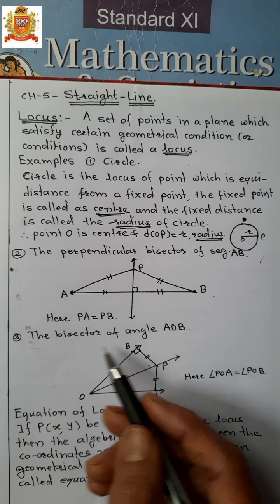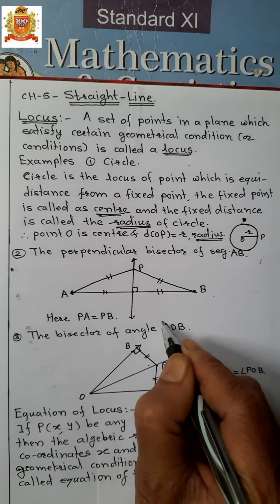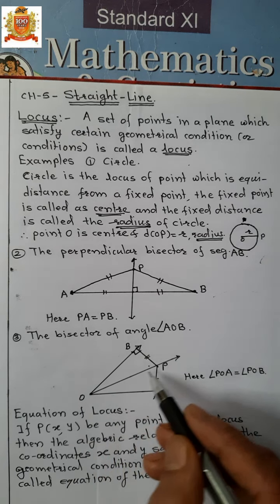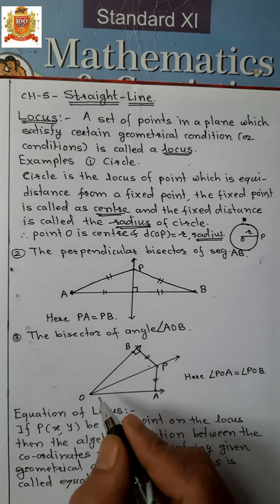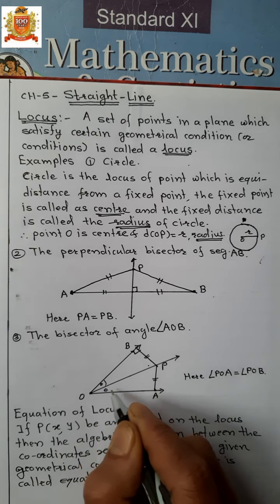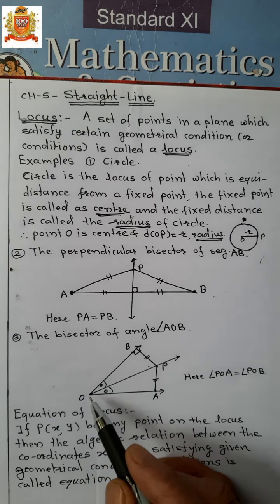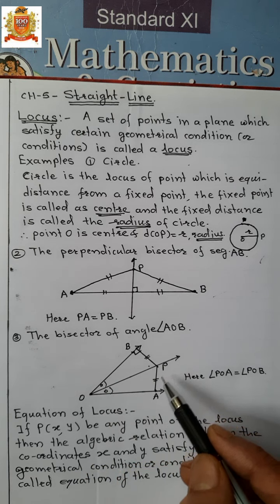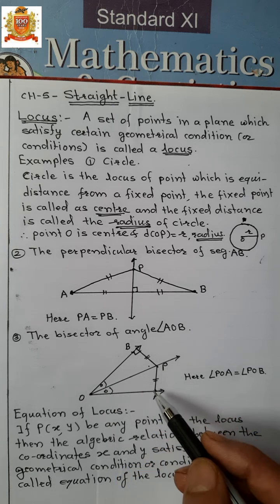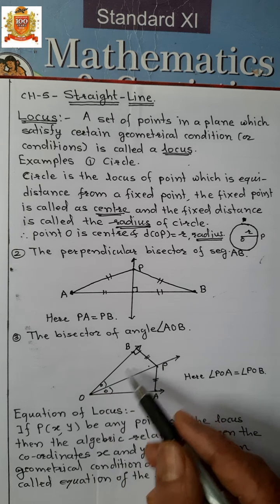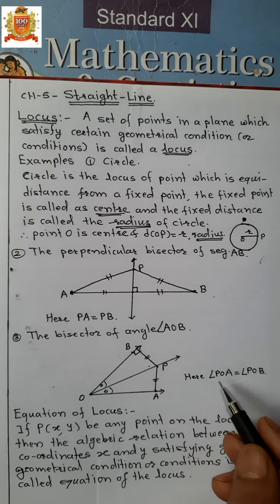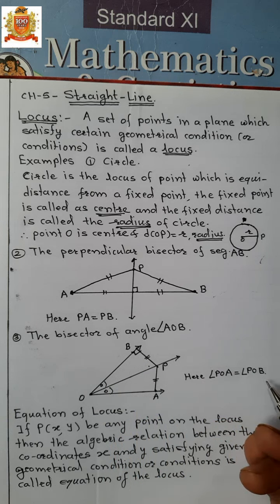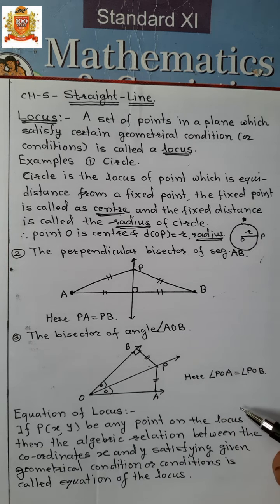Third example, the bisector of angle AOB. Let this be the angle AOB and this is the bisector. These two angles are equal. Therefore, all the points on this ray are equidistant from the arms of the angle. That is, here angle POA and angle POB are equal. These all are examples of locus.